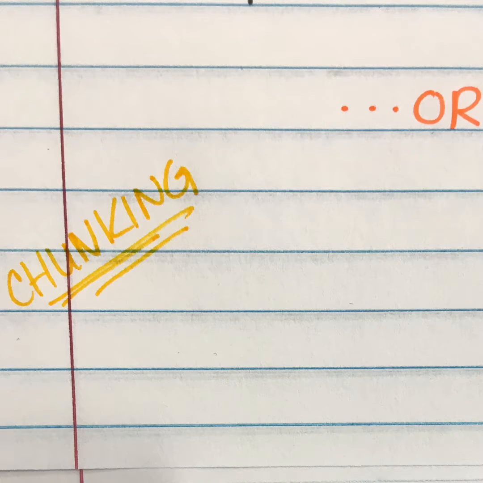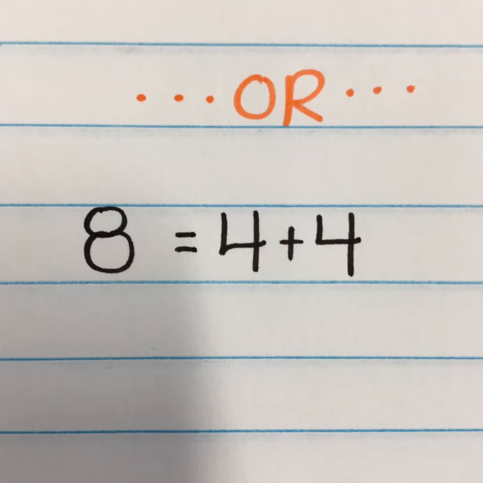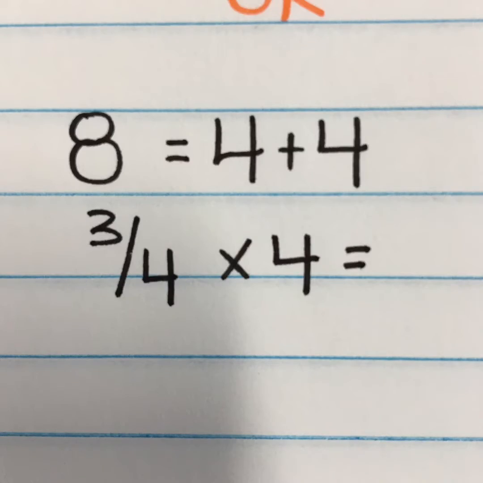The last strategy of Trading Places is called chunking. When chunking, you have to think about breaking a number up into pieces, or chunks. So for 8, I chose 4 plus 4, but there are several other numbers that you can use. For example, just think of any way that you can make 8. 5 plus 2 plus 1, 5 plus 3. There are so many combinations. But like I said, we're going to do 4 plus 4 right now.